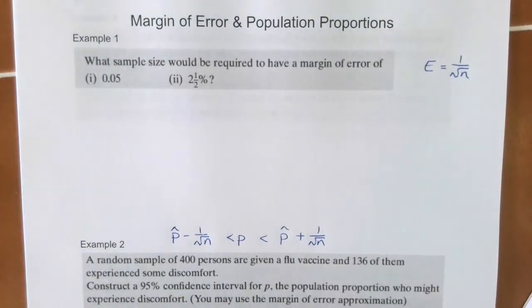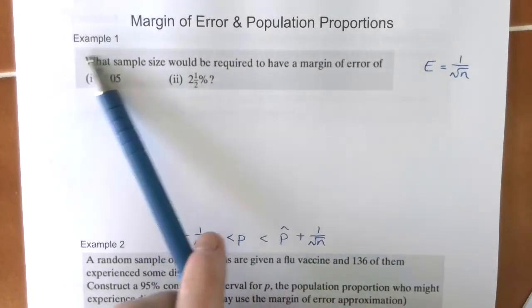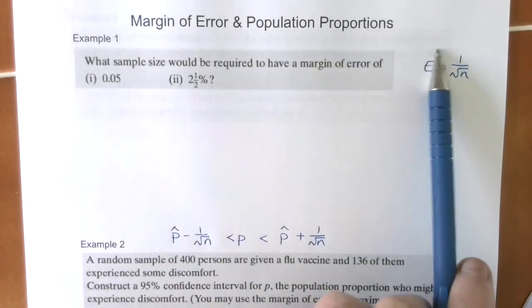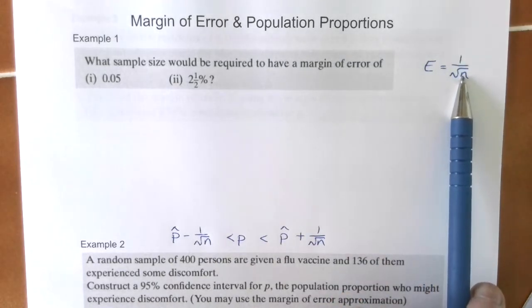This example is on the margin of error and the population proportions. So first of all, there's two key formulas that we're going to need. We're going to need this one here for, first of all, example 1. It's called the margin of error formula. Error is equal to 1 over the square root of n, where n is the sample size.